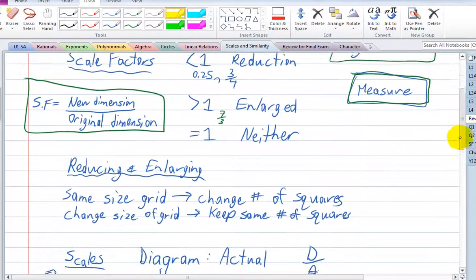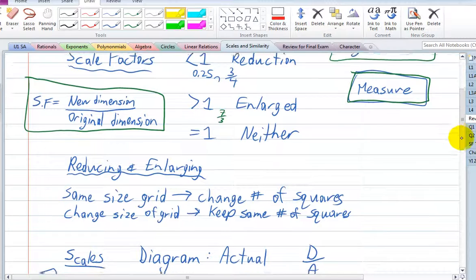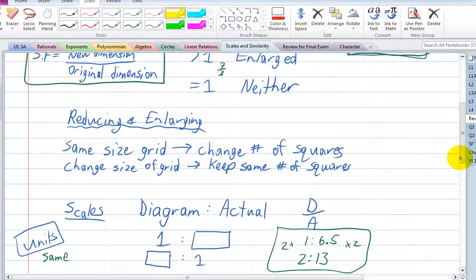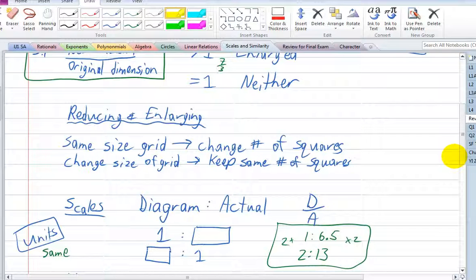Good. Then we looked at scales. So for scales, we talked about the diagram value. With the scales, we saw that we had to make one of the numbers out of 1. So our lowest number, we divide by itself. So either the diagram number was 1 or the actual number was 1. The units must be the same, so meters to meters or centimeters to meters.